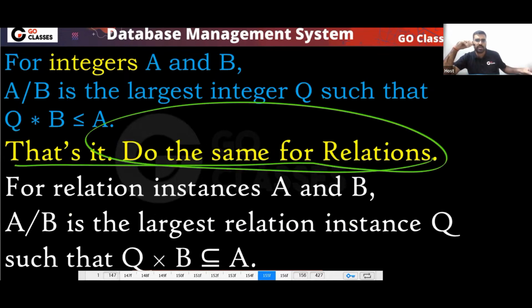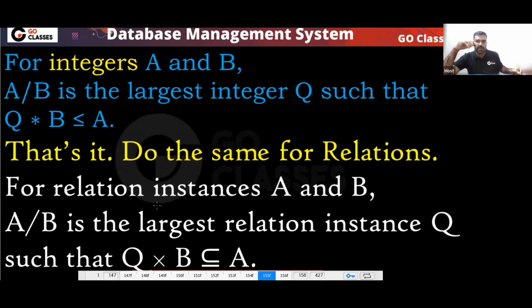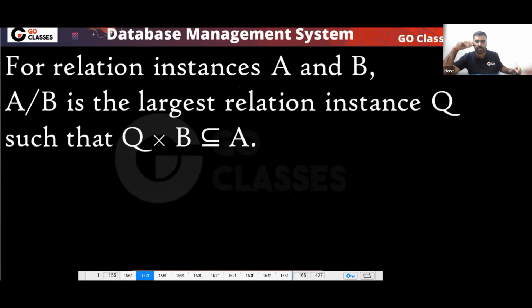Basically do the same for the relation. If you have relation instances a comma b, then a divided by b is the largest relation instance q, such that q cross b is subset of a. This is the definition. If anyone asks you what is the definition of division, this definition you can tell. This is the core idea. But we need to do some practice definitely.